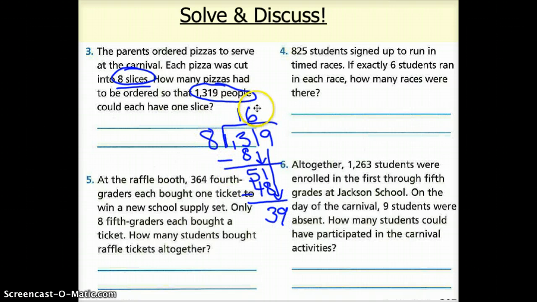39 divided by 8 is 4. 8 times 4 is 32. Subtract, I get 7. I can't do 7 divided by 8, so I have a remainder of 7. So it wants to know how many pizzas I would need to order. Well, I need to have these 7 pieces, so I can't forget about those. I need to round this number up to 165 pizzas, so I have enough for these 7 pieces.